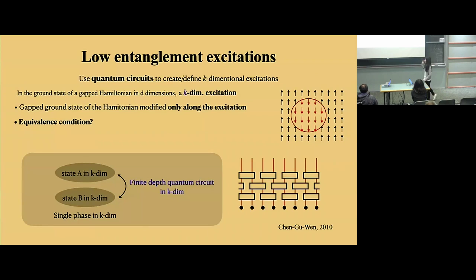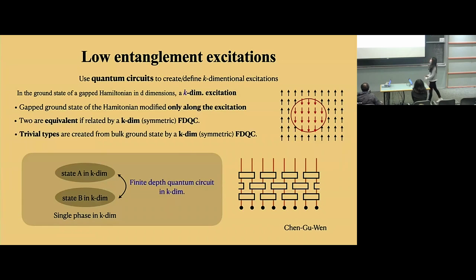And to define that, we get motivated by a definition that defines what are two phases that are the same. We have this modern definition that two states are in the same phase if they can be connected by a finite depth quantum circuit in the same dimension. So that tells us finite depth local unitary does nothing non-trivial. It always connects two states that share the same interesting properties. So we can use that to motivate our definition. Two excitations are equivalent if they're related by a k-dimensional finite depth quantum circuit.